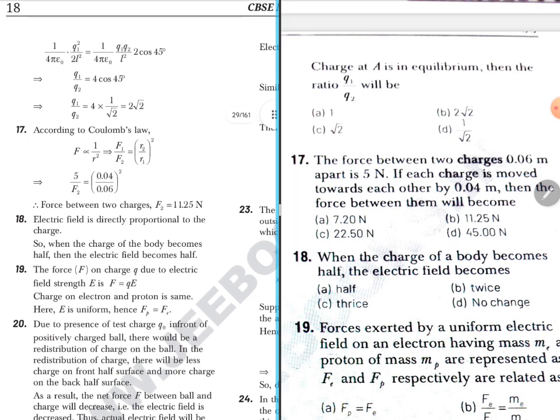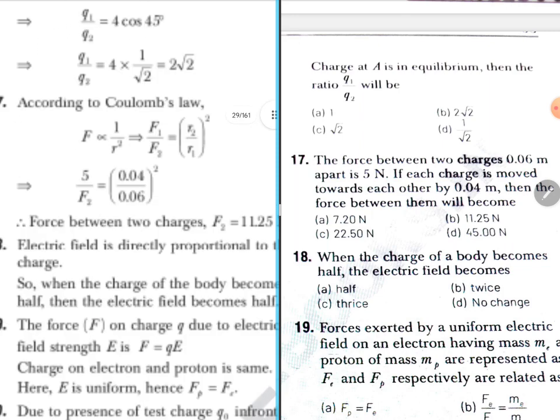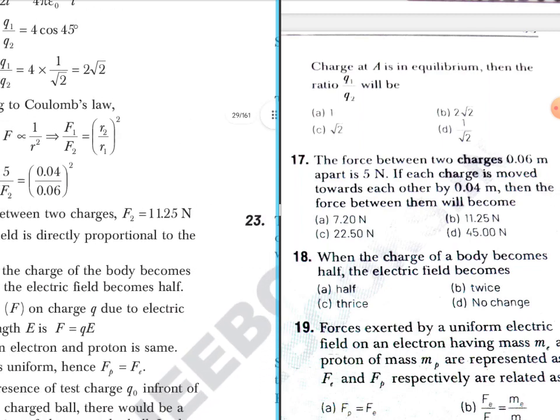So the old force, which is 5, by the new force is equal to the new distance by the old distance, the whole square. Therefore 0.04 by 0.06 the whole square. Hence you can calculate F2 to be 11.25. That should be the answer. So option number B is the right answer.